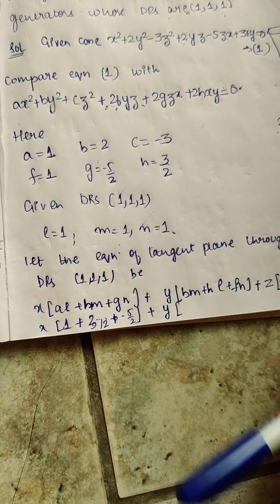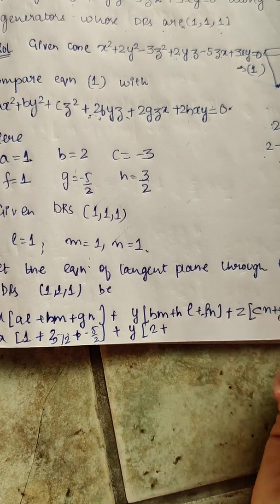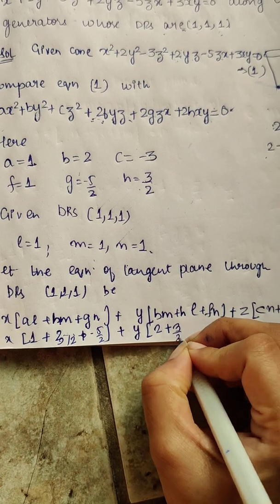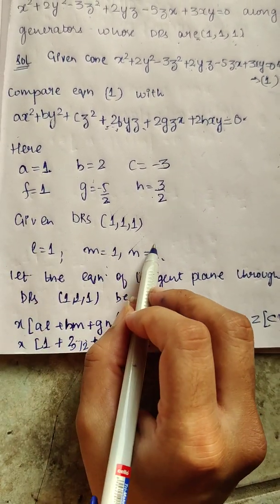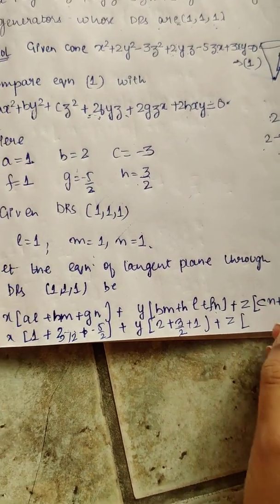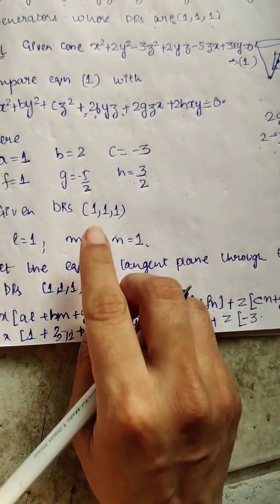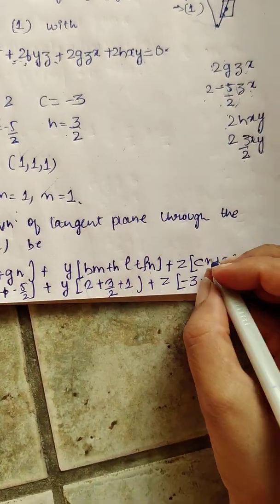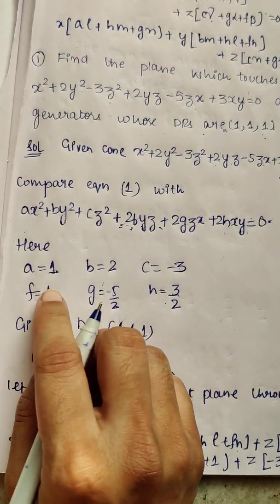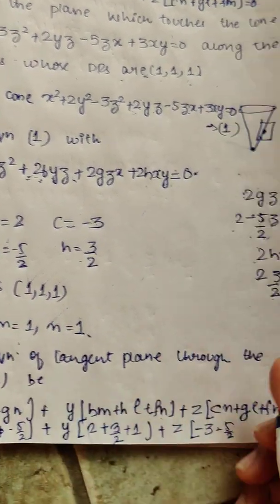Plus y into BM, which is 2, HL is 3/2, FN is 1, plus z into CN, which is −3, GL is −5/2, FM is 1.